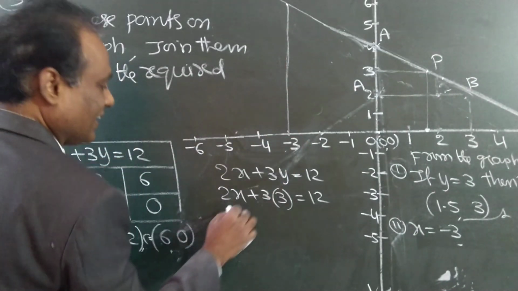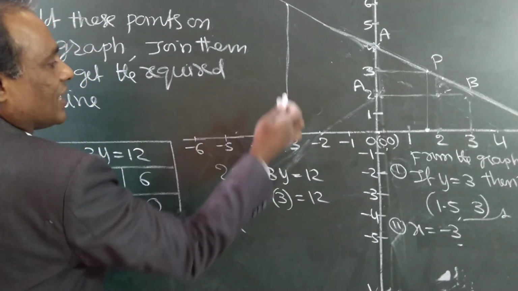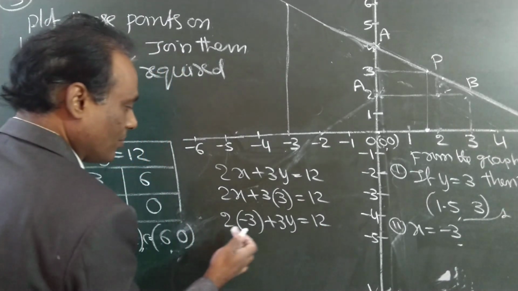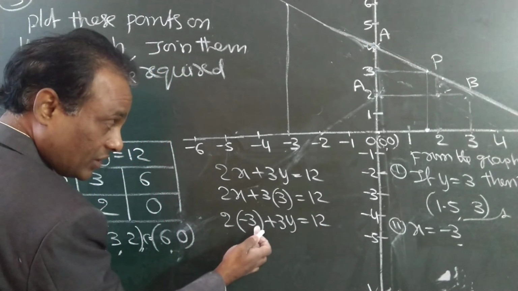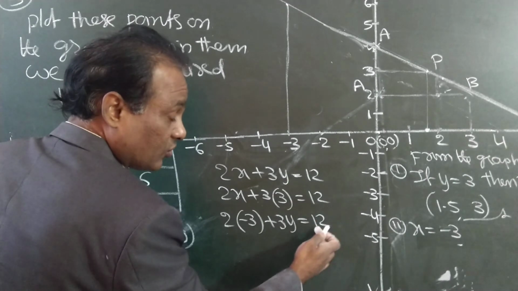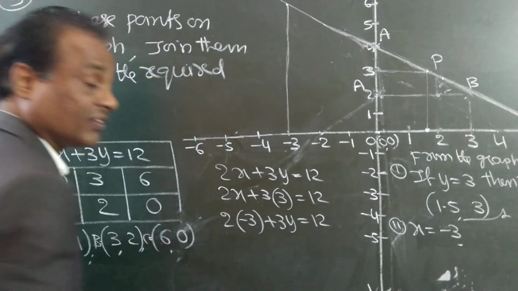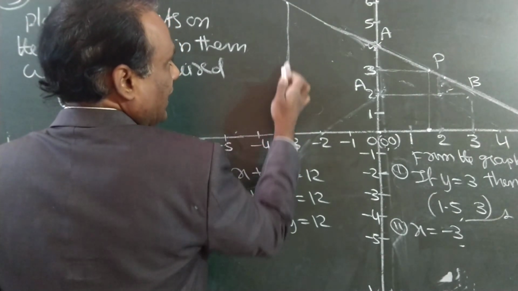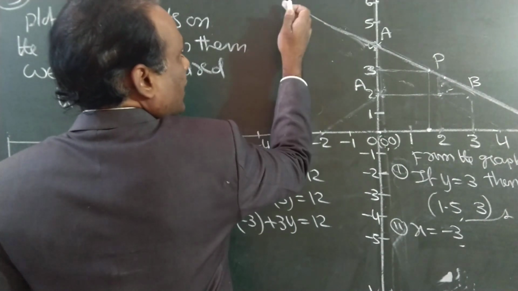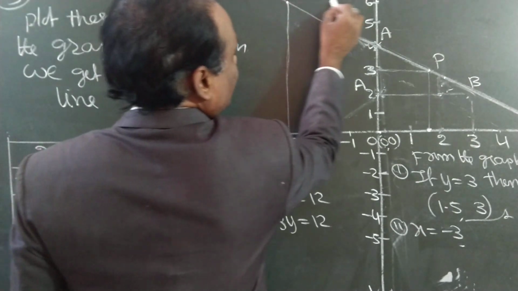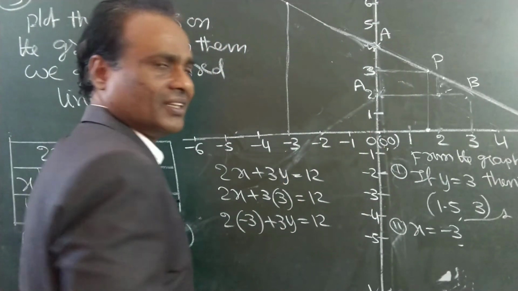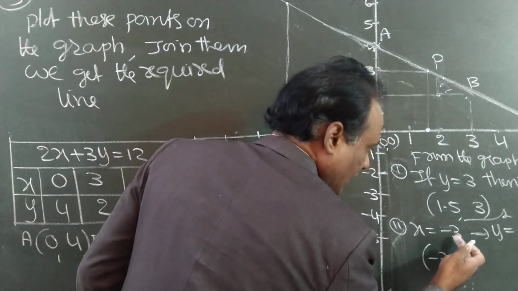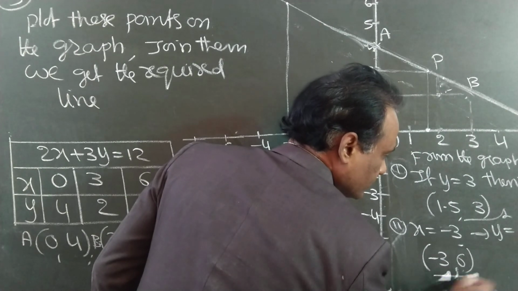So x is minus 3: 2 into the x value, minus 6, plus 3y is equal to 12. Minus 6 that side becomes plus 6, 12 plus 6 is 18, 18 by 3 is 6. So from minus 3 see the vertical line. Suppose it is Q, what is the y value at this point? It will be 6 only. So the y value will be 6 from the graph. The point is x value minus 3, y value 6.